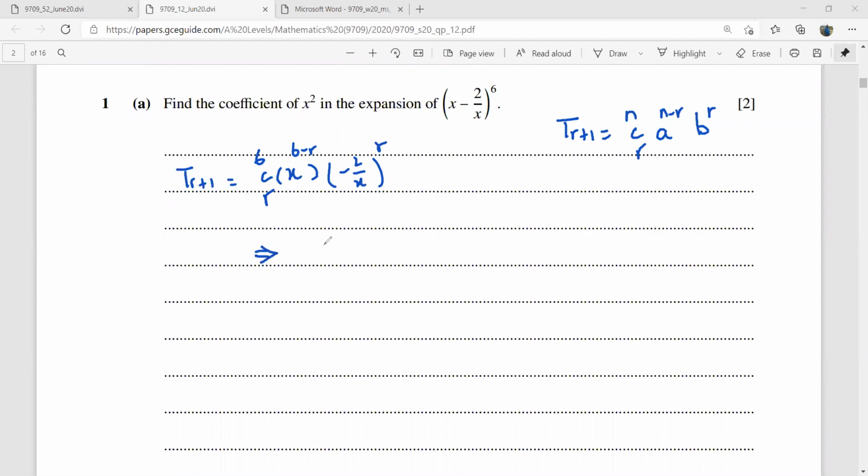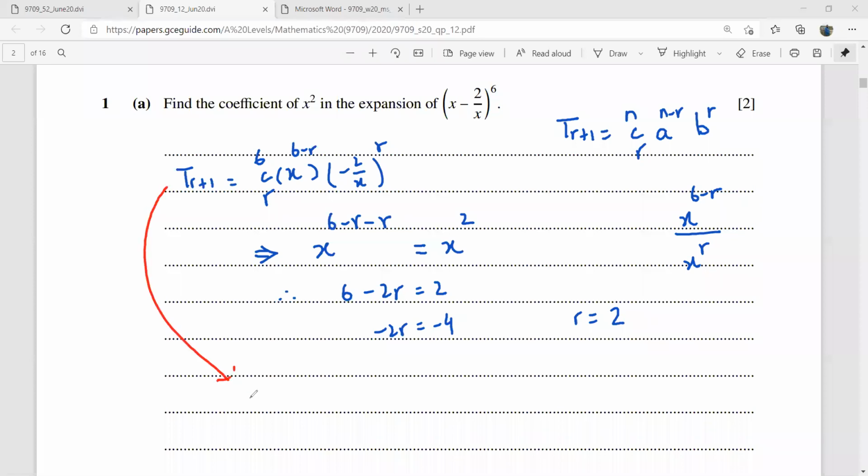I would say this implies that right now we have x raised to power 6 minus r and then minus r, okay? Because there is x raised to power 6 minus r and there is this x raised to power r basically. So we are subtracting the powers and we want this power to be 2. Therefore, 6 minus 2r is equal to 2. So minus 2r equals minus 4 and r is going to be 2. So you put this back into this formula here, you will get this.